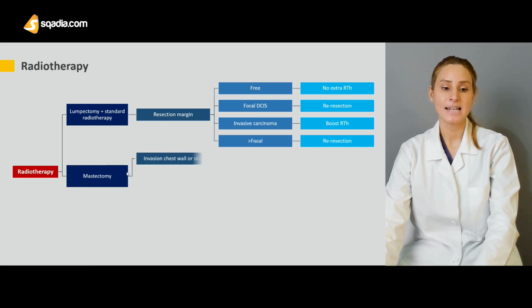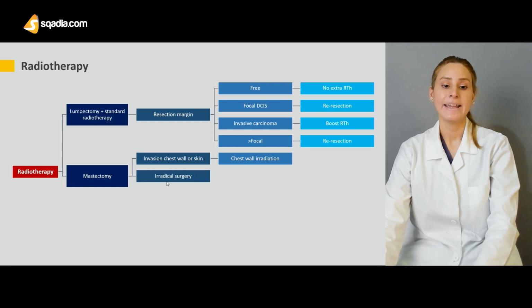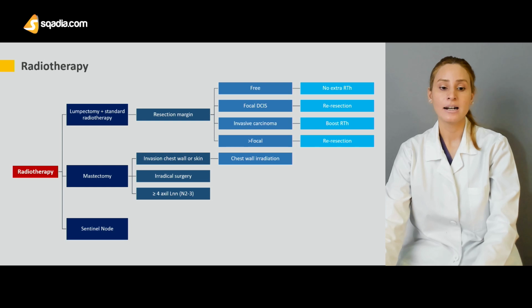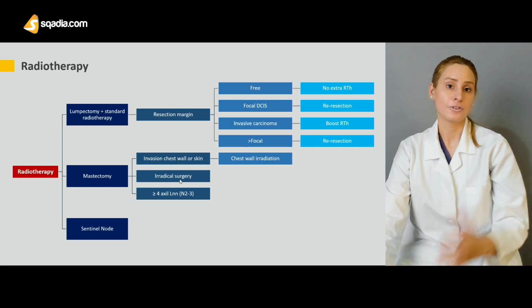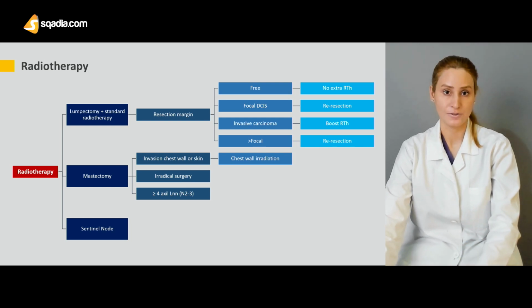And if you do the mastectomy and there is invasion to the chest wall or skin, then you have to give the chest wall radiation. And if there is a radical surgery and the axillary lymph node was greater than 4 centimeter, then obviously you have to go for the radiation. Okay, so then you have to go for the radiotherapy.